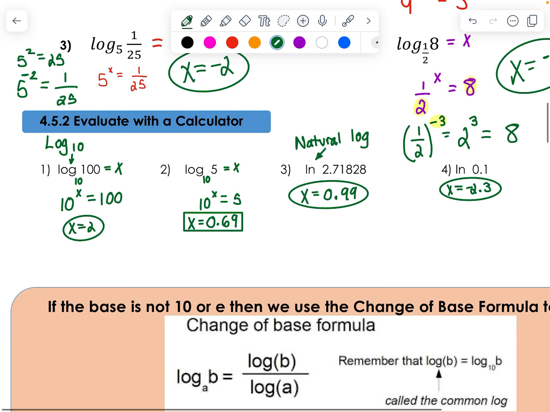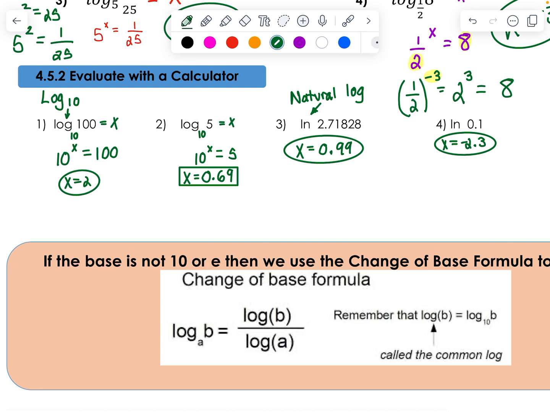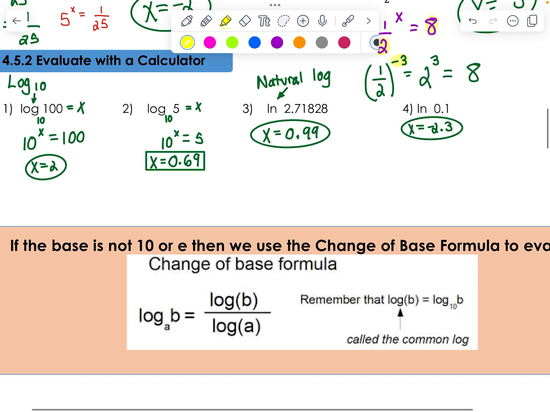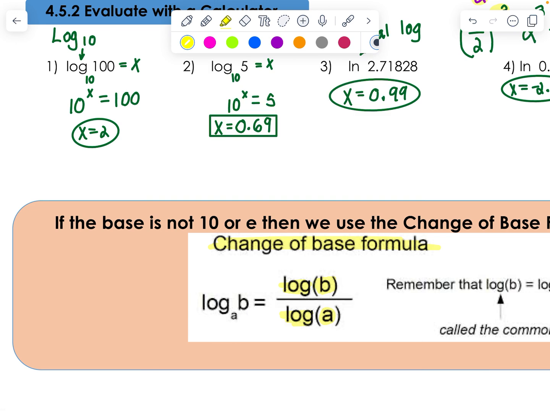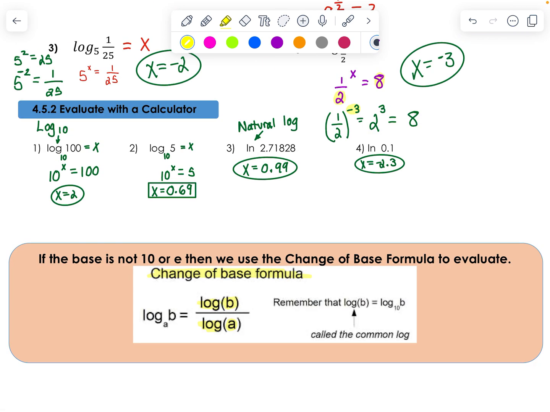So what if the base is not 10, or it's not a natural log? In order to solve anything with a base that's not 10 on any given calculator that has just log or ln, you're going to use this change of base formula, okay? The formula is you're going to do the log of the big number, which is b, on top, and divide it by the log of the little number, which is a, on the bottom. And this will get you your answer, so it should work on any calculator. Desmos, a handheld, doesn't matter.